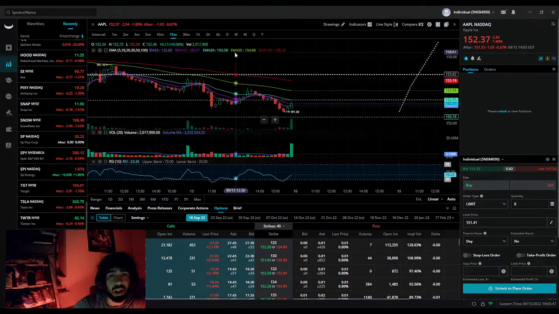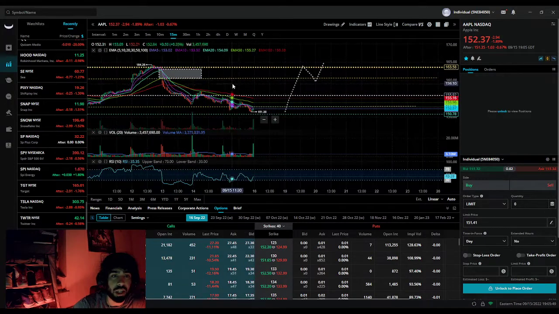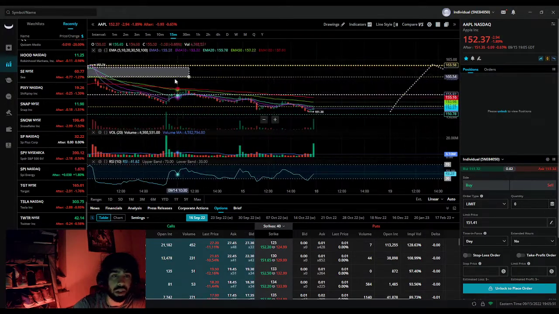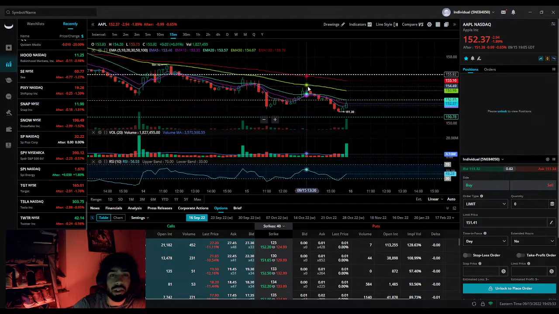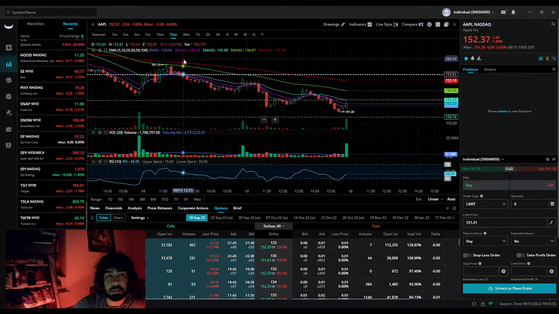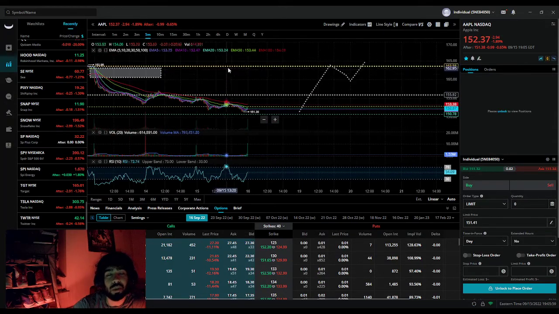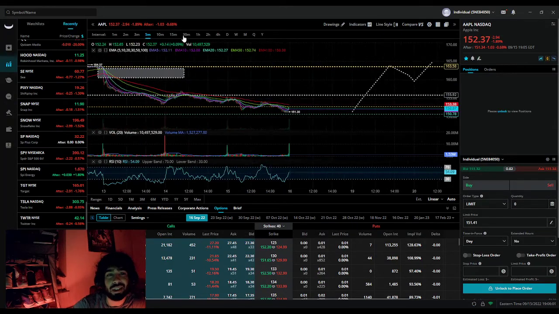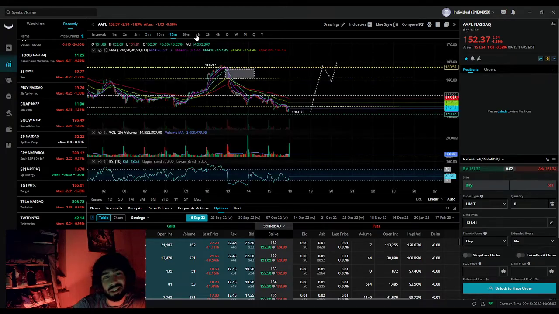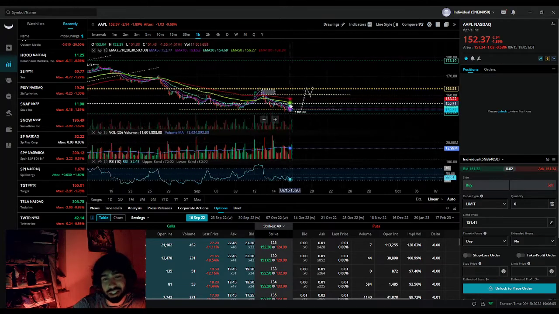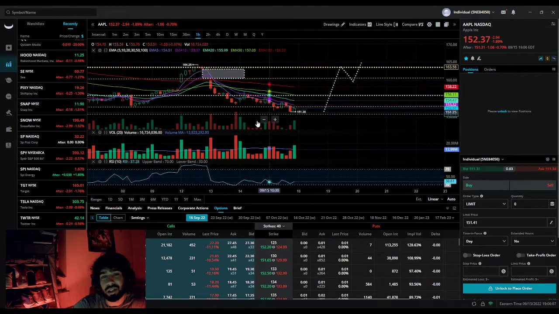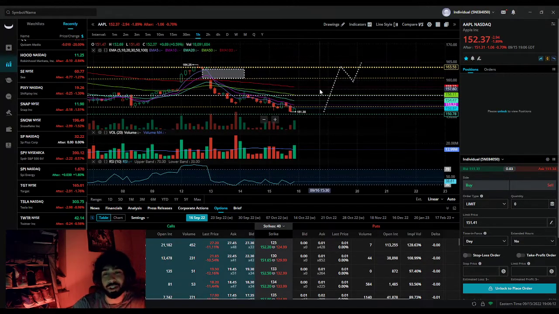I want to break it down a little bit more, just to examine the whole thing. I don't really see anything. So what I like to do is I don't like looking at the 15 or the 5. I don't like looking at none of that. I like looking at the hourly. The hourly shows way more momentum. It shows the bigger picture, in other words.